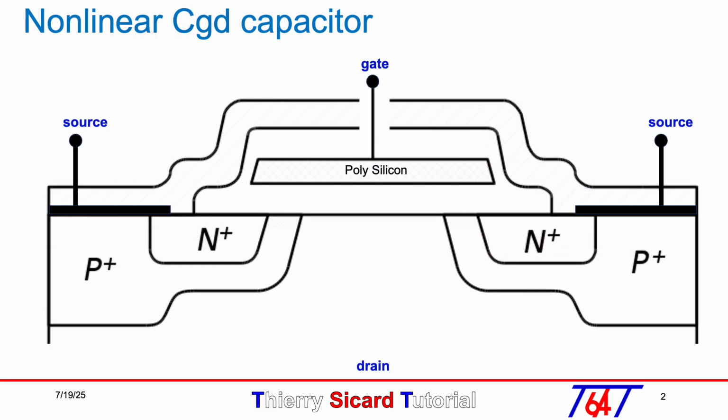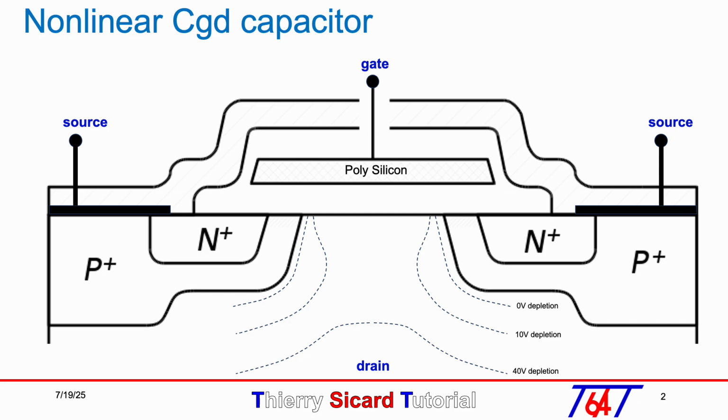This is a cross-section of a vertical NLDMOS. When the drain source junction is biased in reverse, which means when the drain voltage VD is significantly higher than the gate voltage VG, a depletion region appears at the PN junction. The depletion boundary is indicated on the cross-section by several dotted lines corresponding to several VDS voltages.